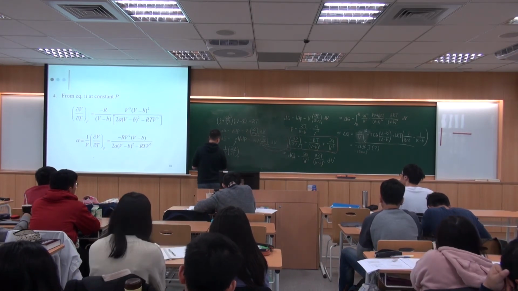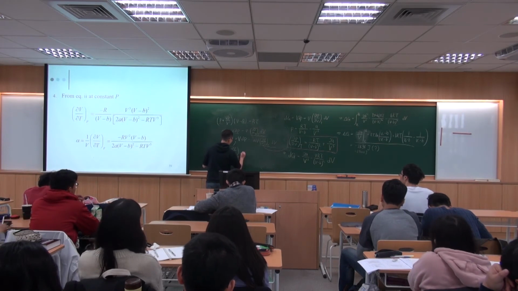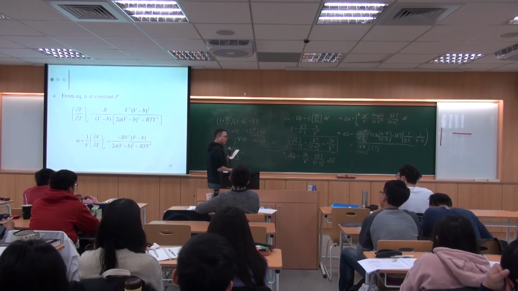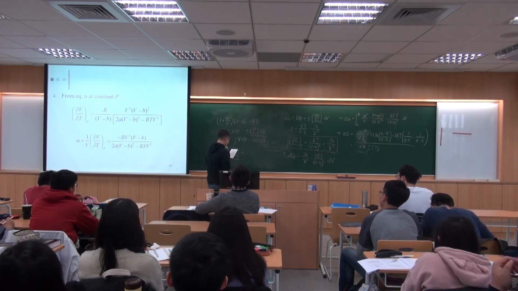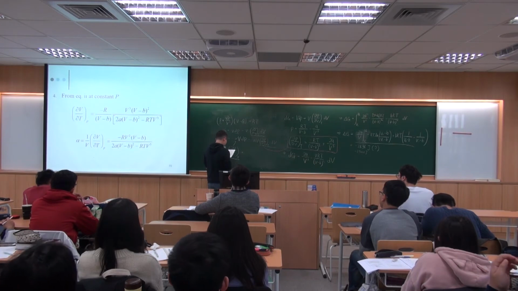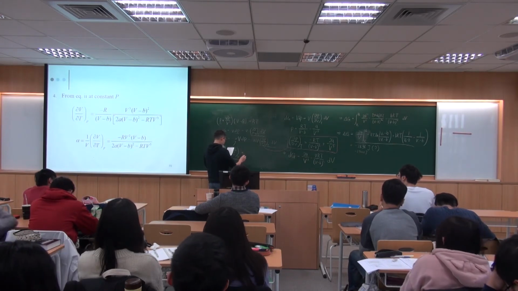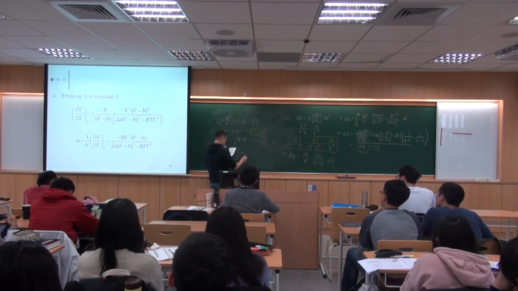So first of all, you need to figure out what alpha is, and more importantly, how to calculate partial v, partial t. But let us just assume that you know how to calculate that. And then the result will be something like this. It's kind of complicated.